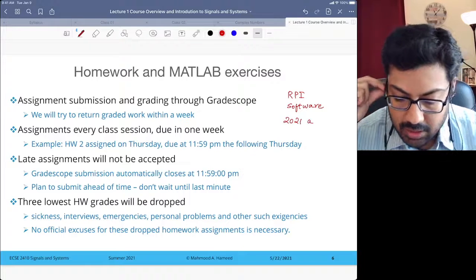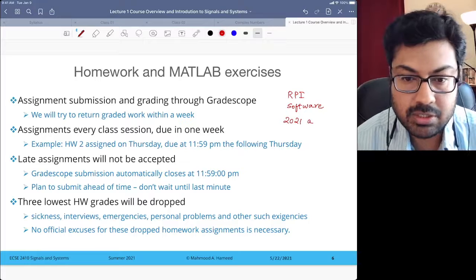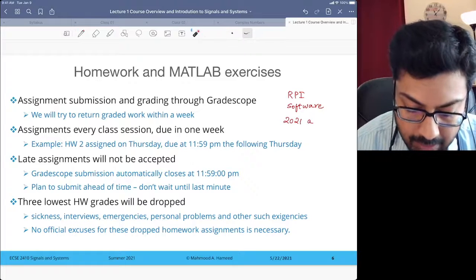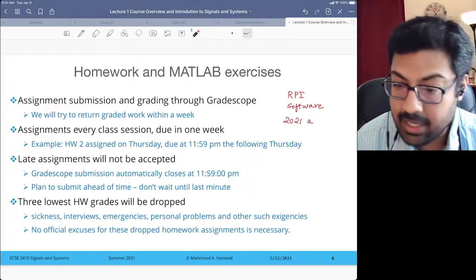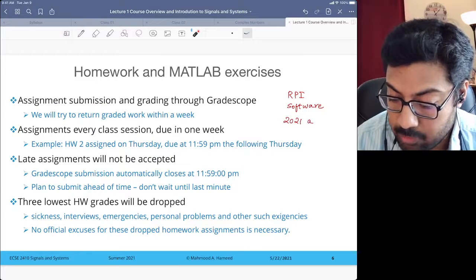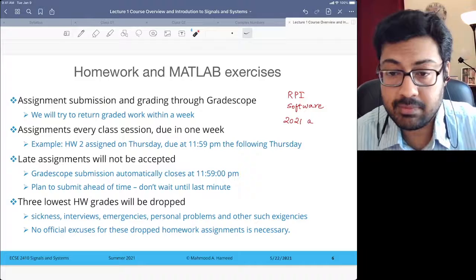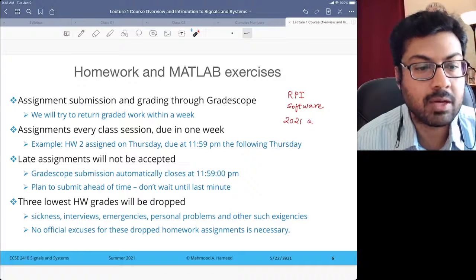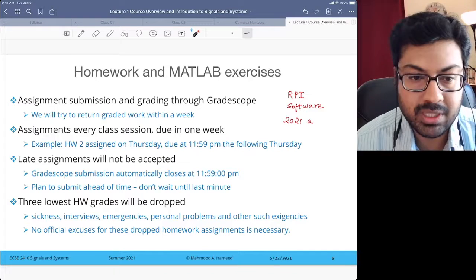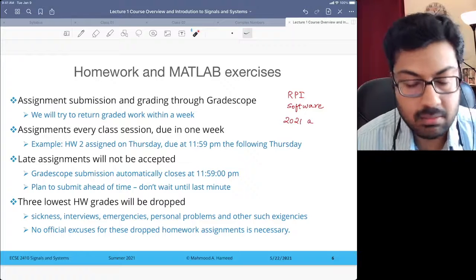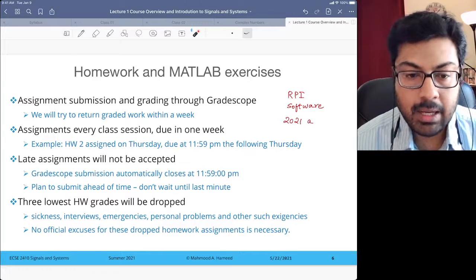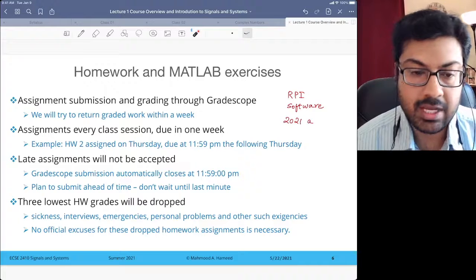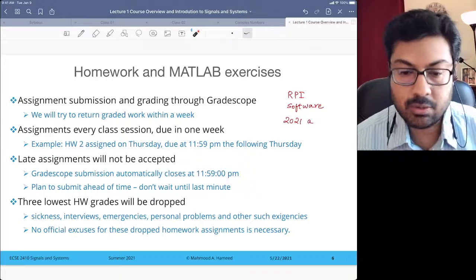You will need your RPI credentials to get the copy. All right. For assignment submissions and grading, we are going to be using Gradescope. The TAs are going to grade it on Gradescope. You guys will be submitting it on Gradescope, and we are going to try to return your graded work within a week. And as usual, as I do for my other classes, I will be providing the solutions, and you will have your graded work.